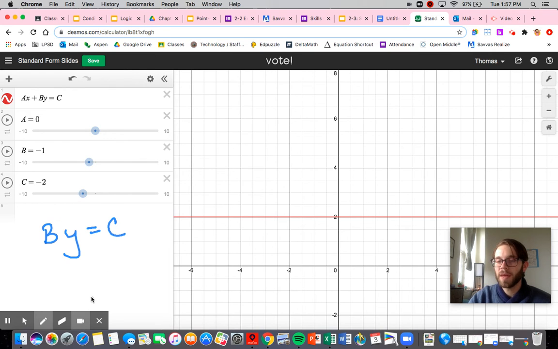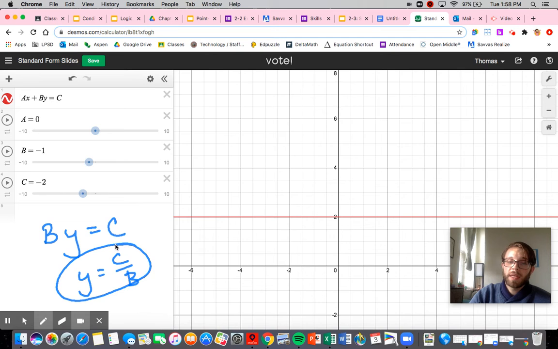Okay? So if you are ever in the situation where you have by equals c, or just y equals c over b or some number, y equals some number, that is going to be a horizontal line, right? Because we're saying y is equal to something. I don't care what it is. In this case, it's 2, right? Because it's -2 divided by -1. But if you ever get a horizontal line, it just means you have y equals something.